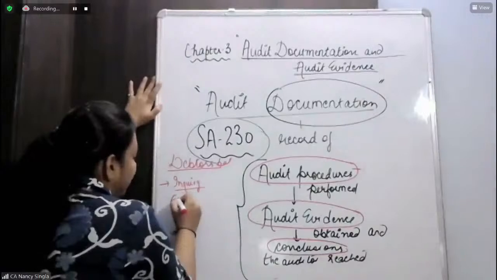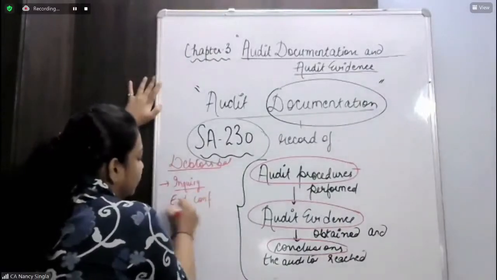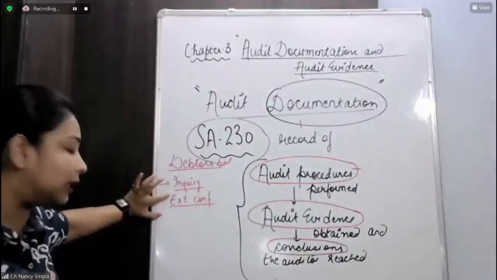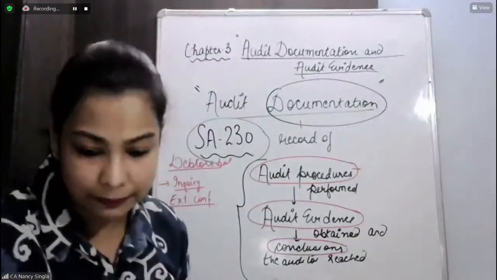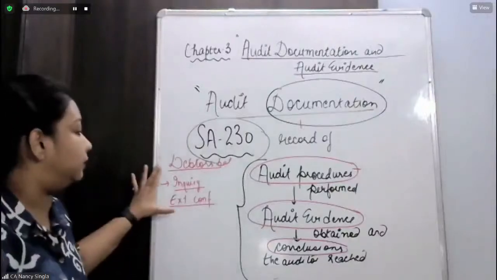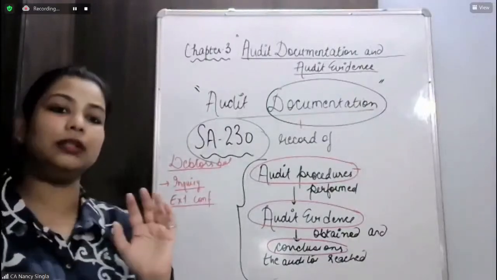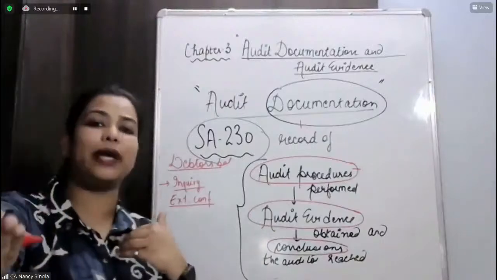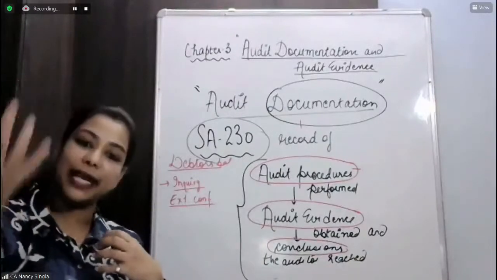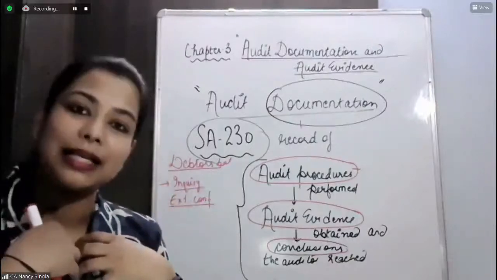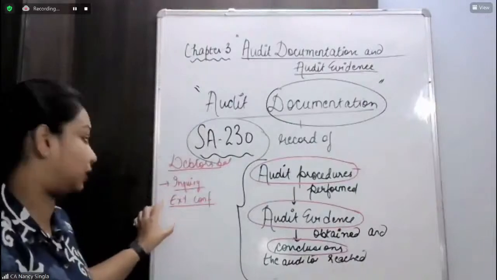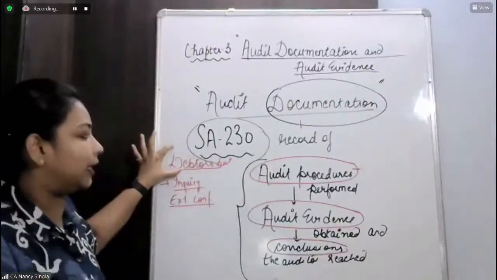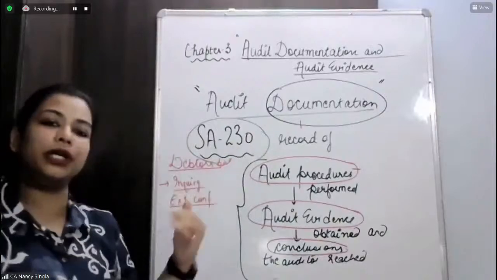Then you may start the process of getting external confirmation from the debtors. What is external confirmation? We'll be reading this in detail in this chapter only. But as of now, I'll tell you that when the auditor himself sends a confirmation request to the debtors, asking them to send the balance of my client in their books, that is called external confirmation. So one of the audit procedures is external confirmation, and we are discussing what audit procedures an auditor will perform to check a debtor's balance.